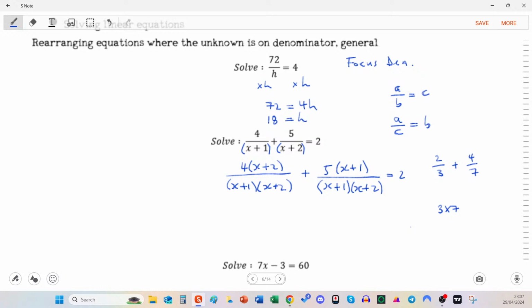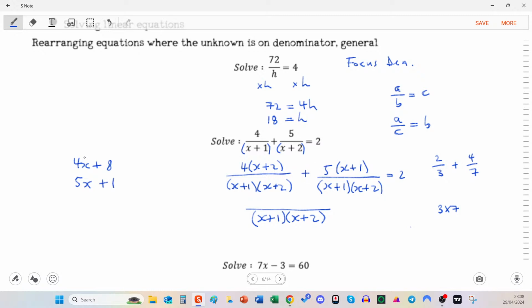Okay, getting there. And not so straightforward, this question. It's a bit longer than we imagined, but we're here for it. x plus 1, x plus 2. And now we could expand these denominators separately. So we're going to get 4x plus 8 on the left and 5x plus 1. And they are being added together.